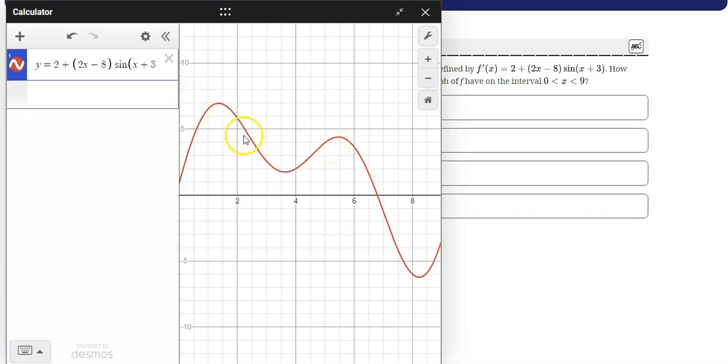So we've got 1, 2, we've got a third here where we have a change from positive slope to negative slope, and then we have a fourth inflection point on f down here where the slope of f prime changes from negative back to positive.